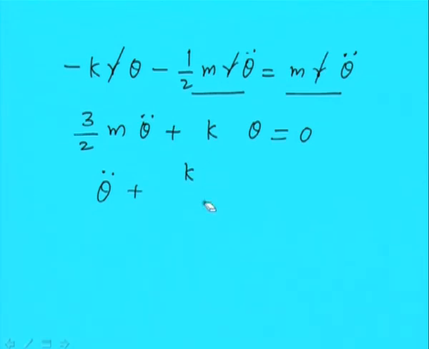R is not there, so 2 by 3 m theta double dot is equal to 0, and this is the square of the natural frequency of the system. So now you can see how these methods, Newton's second law of motion or the energy method, can be used effectively to obtain the natural frequency of the system.